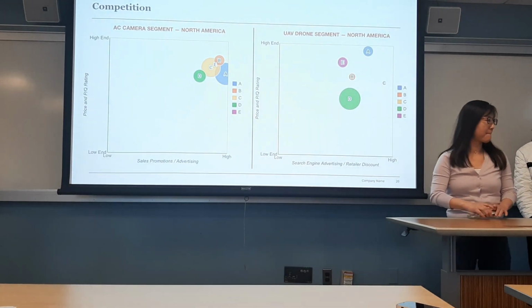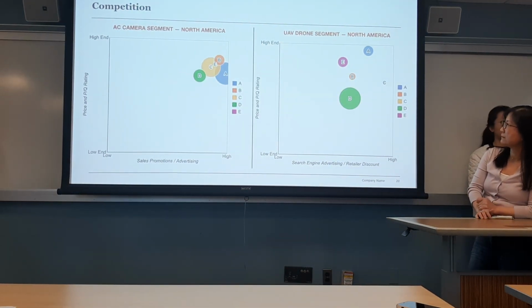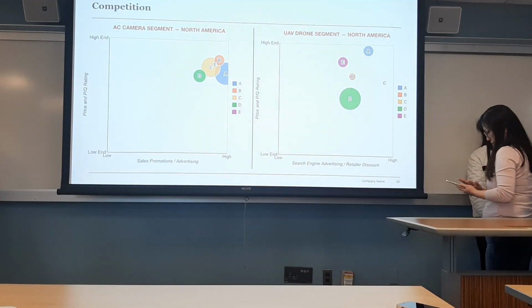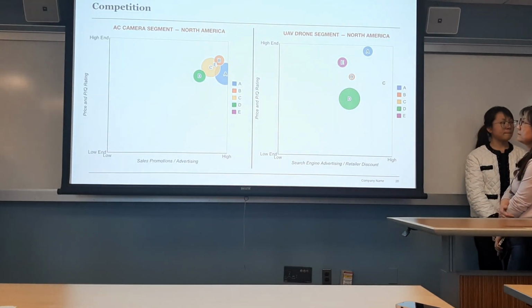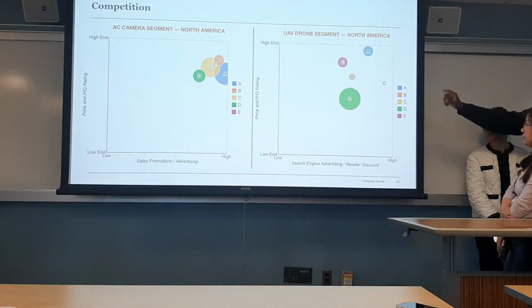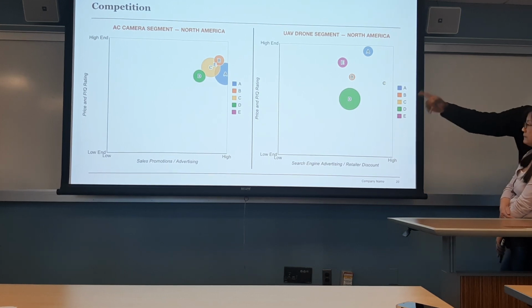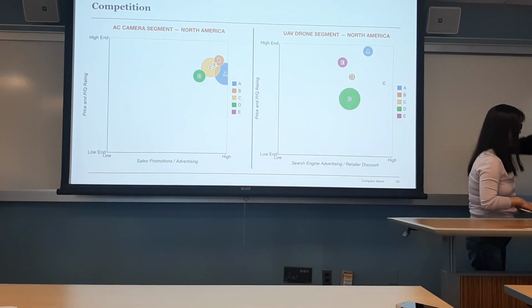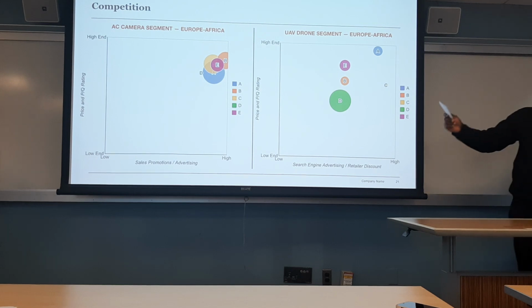So as you guys can see, I have a graph from North America and Europe. As Quincy mentioned earlier, we wanted a low price for the camera, and for the UAV we wanted a high price and high rating. But it seemed like everybody had the same idea for the camera, so we tried to make sales. Nothing changed from Europe and America.